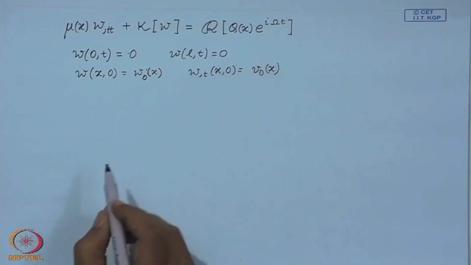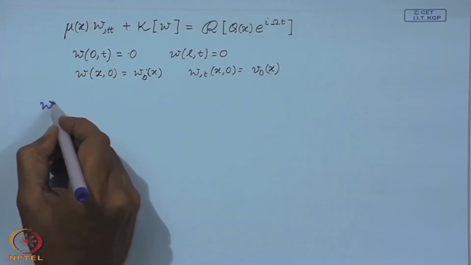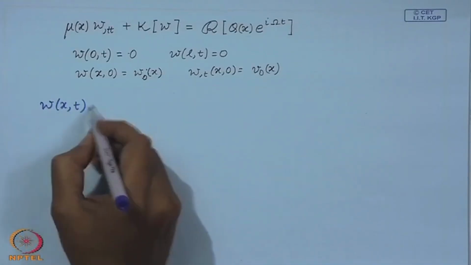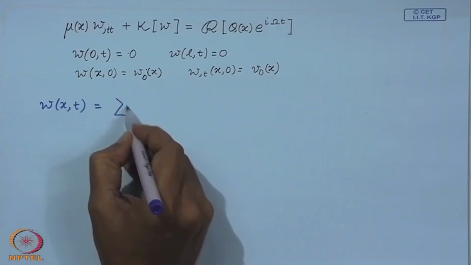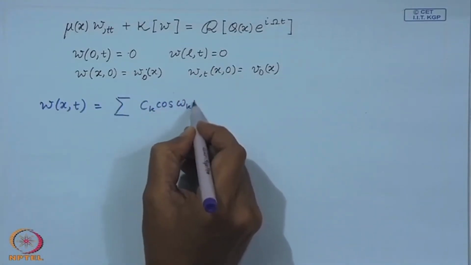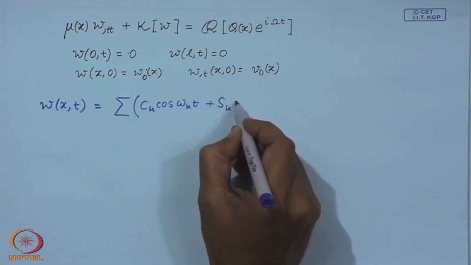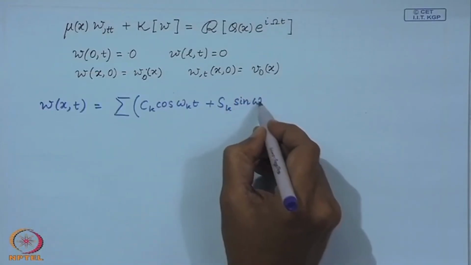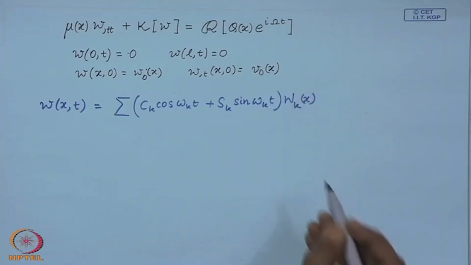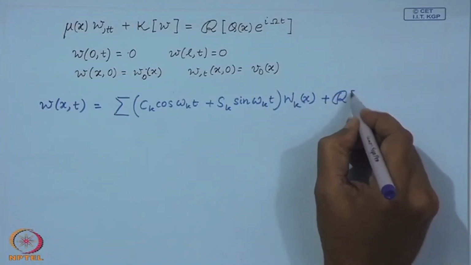To this problem we observed that the solution can be written out as the homogeneous solution, which we expanded in terms of the eigenfunctions of the unforced problem. And so, this was the homogeneous solution, and along with that we have the particular solution.